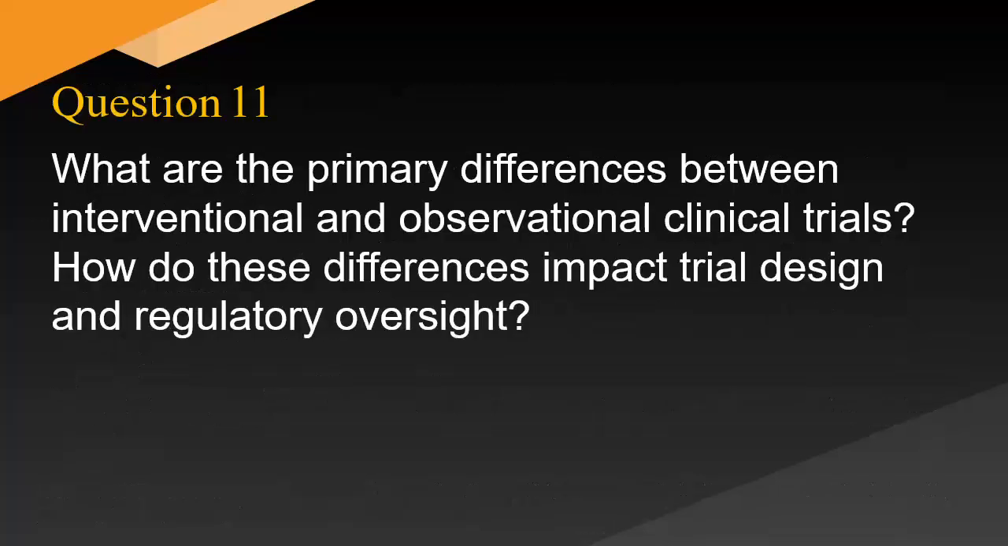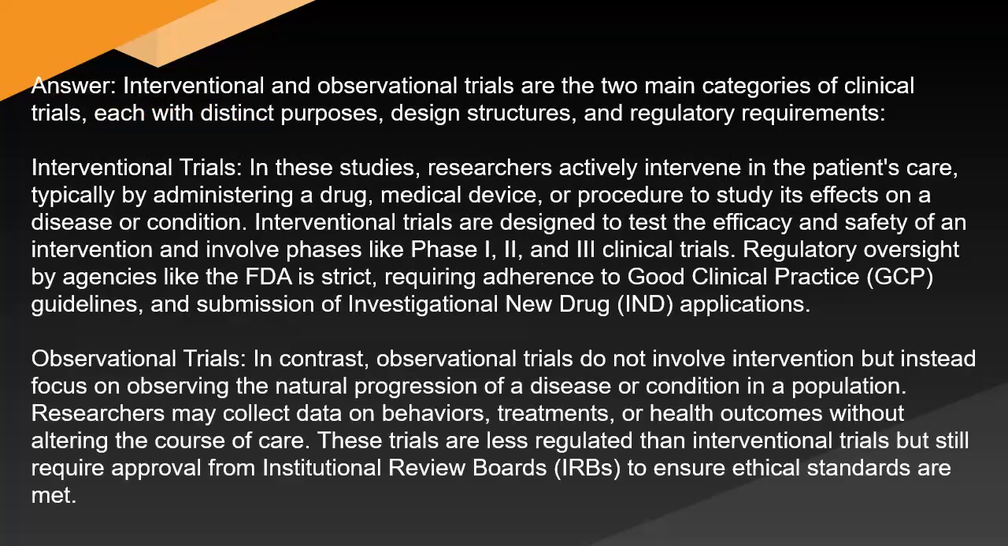What are the primary differences between interventional and observational clinical trials? How do these differences impact trial design and regulatory oversight? Answer: Interventional and observational trials are the two main categories of clinical trials, each with distinct purposes, design structures, and regulatory requirements. Interventional trials. In these studies, researchers actively intervene in the patient's care, typically by administering a drug, medical device, or procedure to study its effects on a disease or condition.